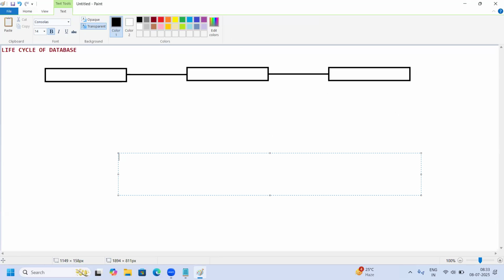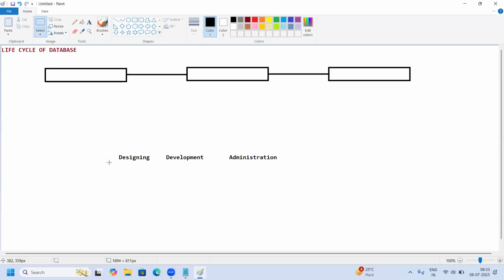First comes designing. Second is development. Third one is administration. Designing stage, second development stage, then administration. Yes, three phases.